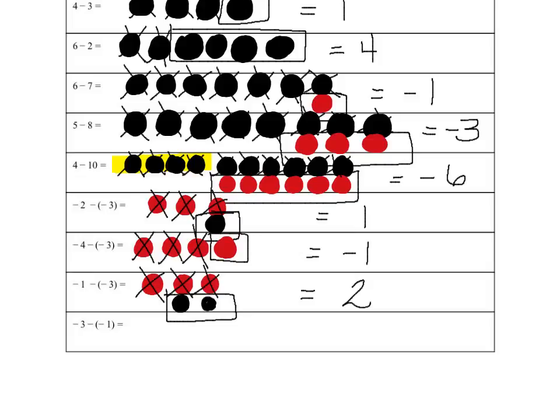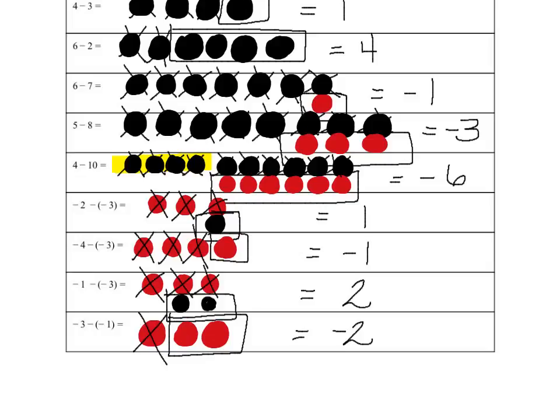Let's do the last one. -3 minus a -1. So let's put our 3 negatives on the board. And since I only need to take away 1 of them, I do not need to add sets of opposites. I've taken 1 away. That leaves me with 2 red chips left. Red is negative, so I have a -2.